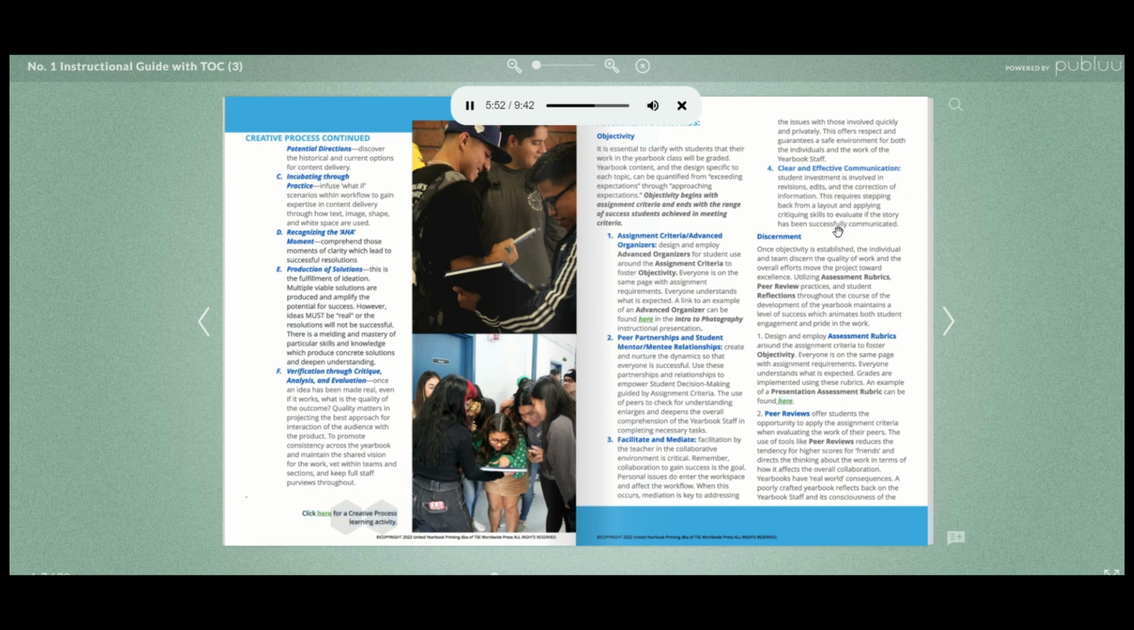Discernment is the next step in assessing student standards. The individual and team discern the quality of work and the overall efforts move the project toward excellence. We include practical ways to apply discernment, one of them being reflection, in which learners actively engage in personal evaluation of their progress in learning.